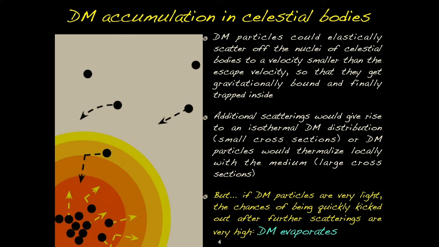So we've already heard in several talks what is the process of dark matter capture. We have dark matter floating around the celestial object. Eventually, these particles interact with the nuclei of the object and get gravitationally bound and finally get trapped within. After many scatterings, they thermalize within the object. But if the dark matter particle's mass is very small, then the chances for these dark matter particles to scatter with the nuclear medium and get to velocities above the escape velocity are very high. And that is what dark matter evaporation is. And in the rest of the talk, I will be telling you what is the minimum mass that dark matter particles must have in order not to evaporate and, let's say, not have any phenomenological consequence.